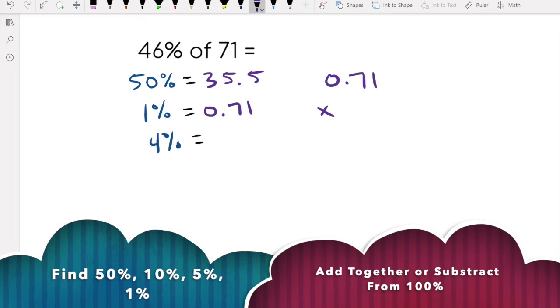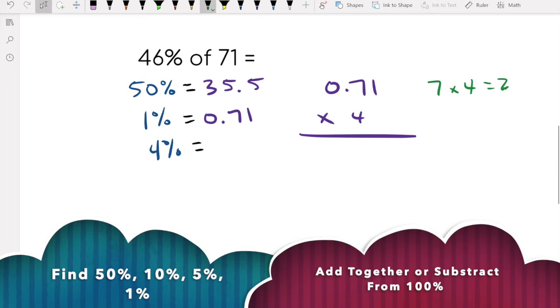0.71 times 4. And again, this is mental math, so I don't want you to do the algorithm. What you're really doing is 7 times 4. You ignore the decimal, and 7 times 4 is 28. Oops, 28. And then you have 4 times this hundredth here, which is 4. So I know my answer is going to have 284. Then I have to think about where the decimal goes. This number is less than 1, so my answer is going to be less than 4. So it's 2.84 is the only one that makes sense. So that is going to be 4% is 2.84.